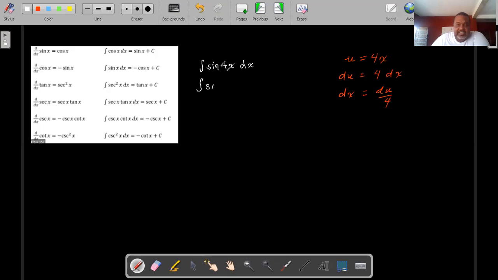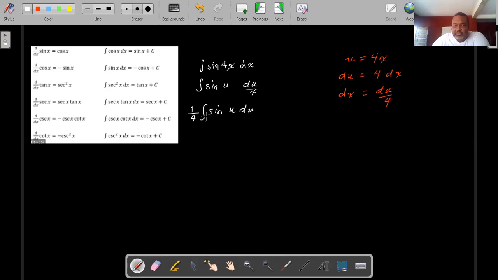So I have sine of u. So now wherever I see 4x, I put u. And wherever I see dx, I'm going to put du over 4. But du over 4 is really the same thing as 1/4 du. And so that's a constant. So I can take it outside. So I can say this is the same thing as 1/4 integral of sine of u du.